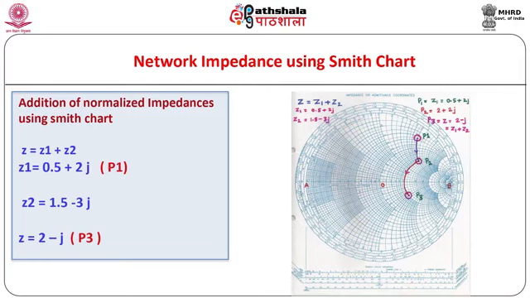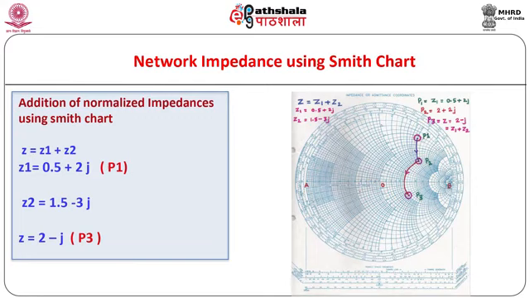Then from point P2, move vertically through a distance of minus 3j along R is equal to 2 circle to reach the point P3 on X is equal to 2 plus 2j plus minus 3j, that is minus j circle. Thus, finally, we have P3 is equal to 2 minus j, which is the required Z.